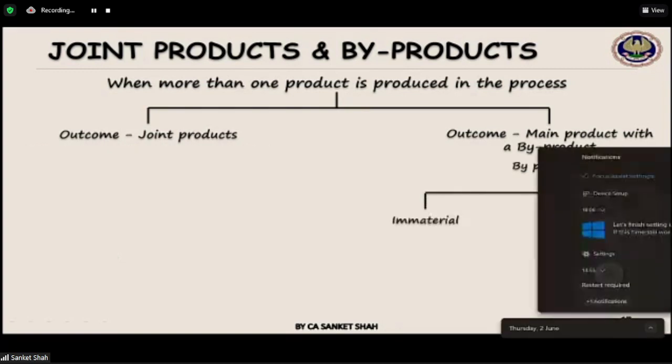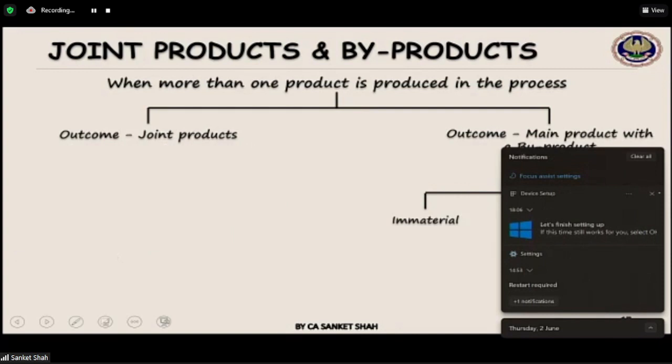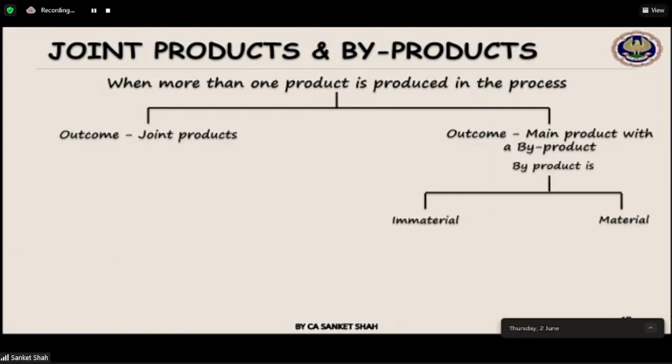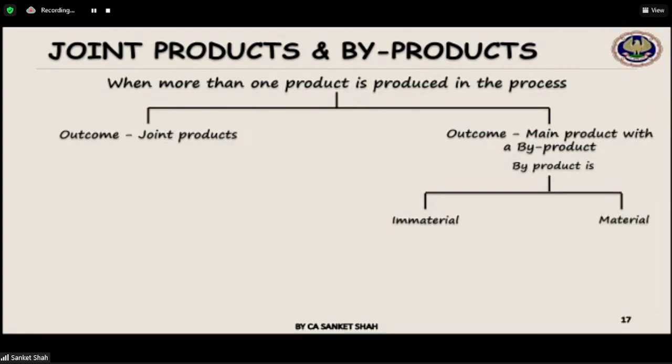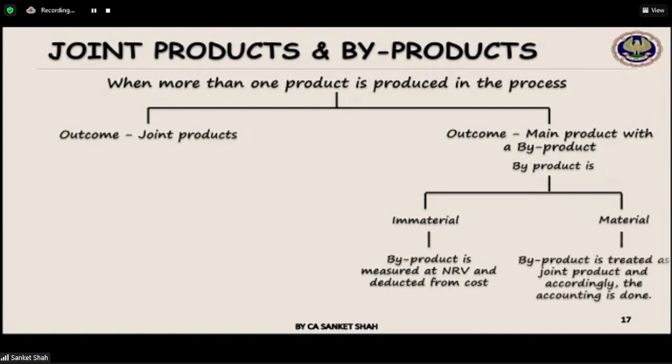And in byproduct beta, you have 2 methods: immaterial and material. In case of immaterial, NRV is deducted from the cost, and if it is material, we will consider it as a separate joint product. So in the exam, we consider it as immaterial. You can take a screenshot of byproduct also. Very good that you have understood these methods.